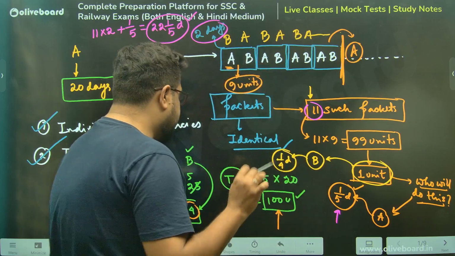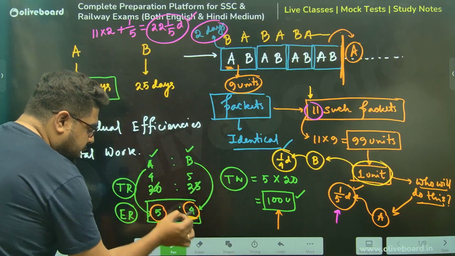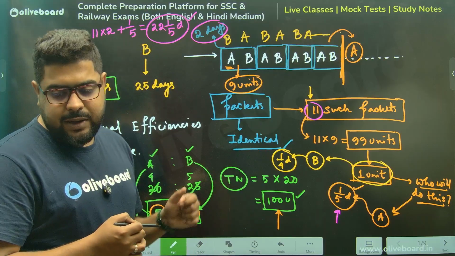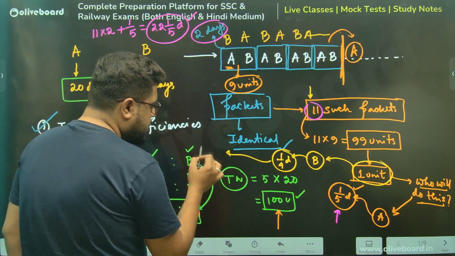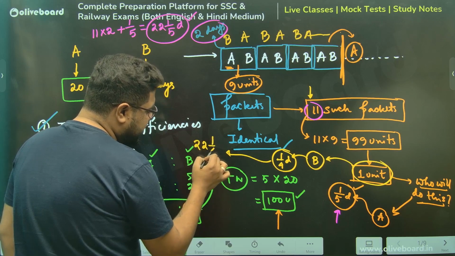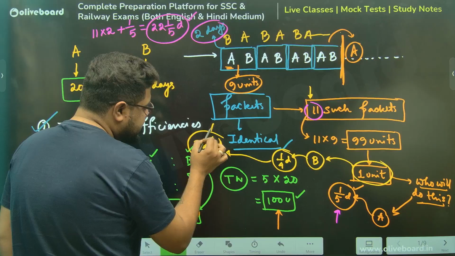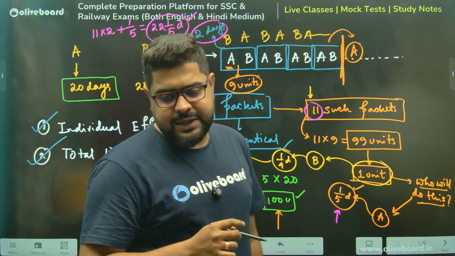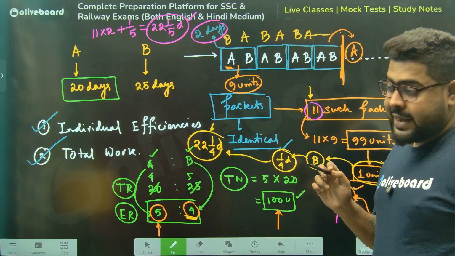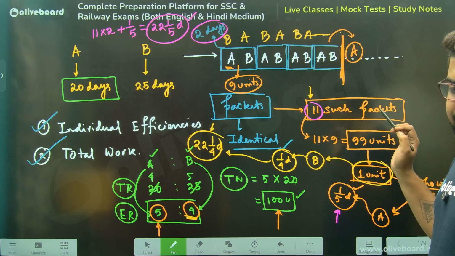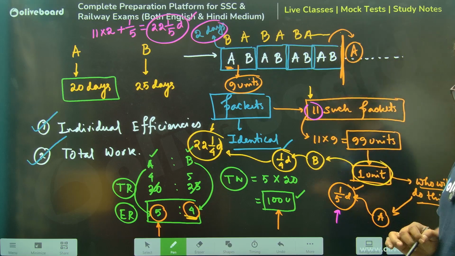Why? Because B can do 4 units a day. So 1 unit will be 1 by 4. In that case, the answer would have been 22 whole 1 by 4 days. That's the answer if B was the person who started the work. That's the only change. Again, have the crystal clear idea about this, whatever is going on.